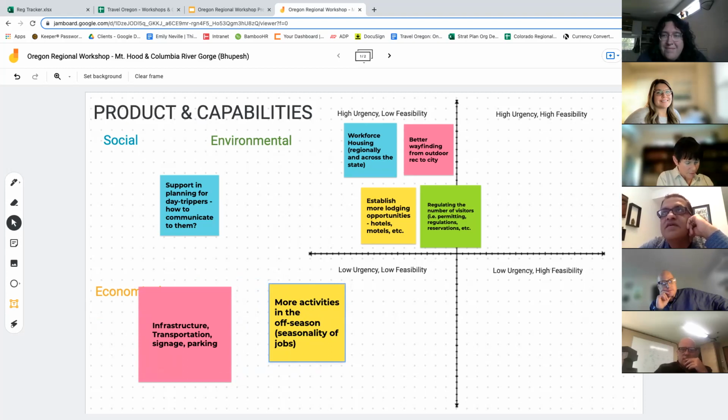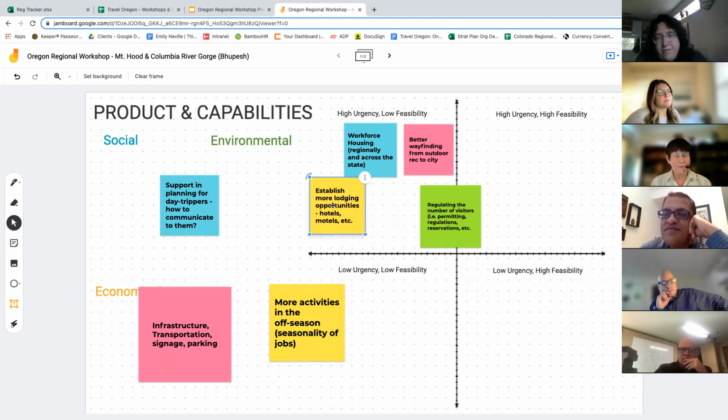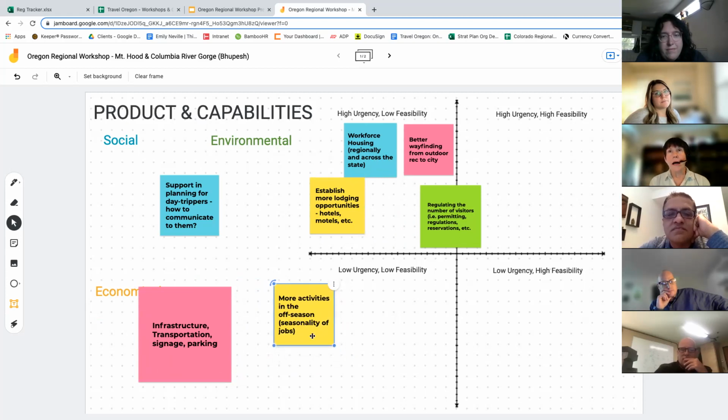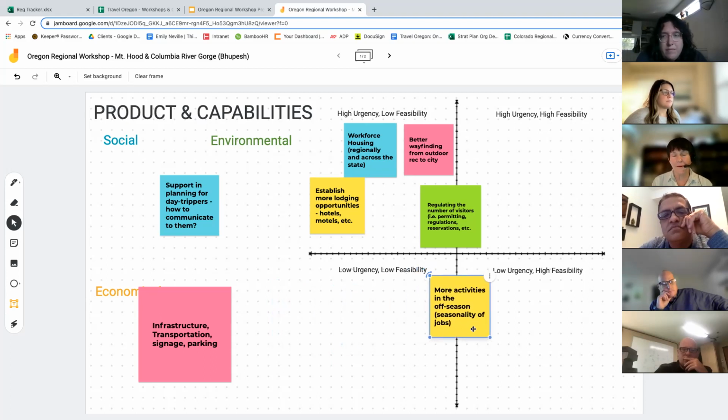I know with more activities, it's easy to start marketing them. I don't know that it's high urgency. But I don't know how feasible it is, to Matt's point. If these things were really feasible, they'd be done. But I can see sometimes here in my community in The Dalles, there are people that just haven't thought about it. Our chambers work hard to do things. So I would say low urgency, maybe medium feasibility.